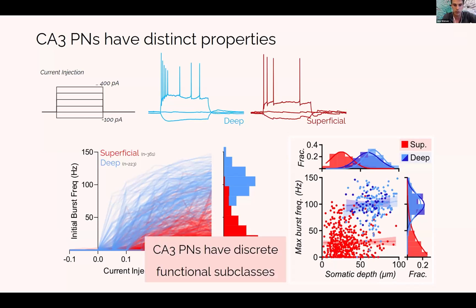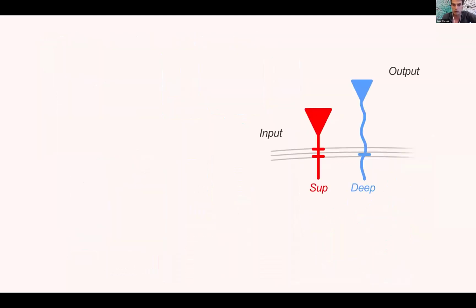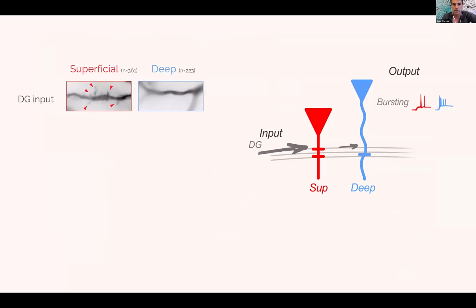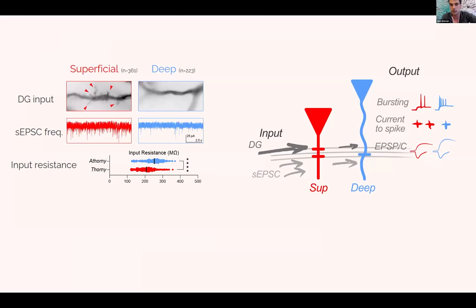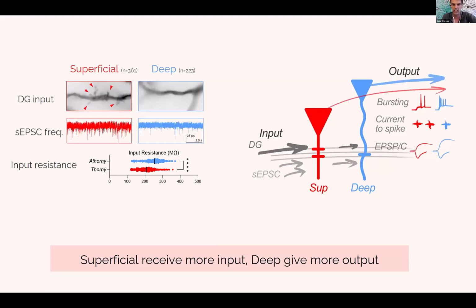And so with this information, we can see different types of pyramidal neurons based on their firing. And a long story short, I'm not going to go into it, there are differences in the amount of input the different cells receive. There are differences in the intrinsic properties of the cells, and loosely, without too much more detail, superficial cells receive more input, but deep cells are wired or built to give more output when they do receive input.